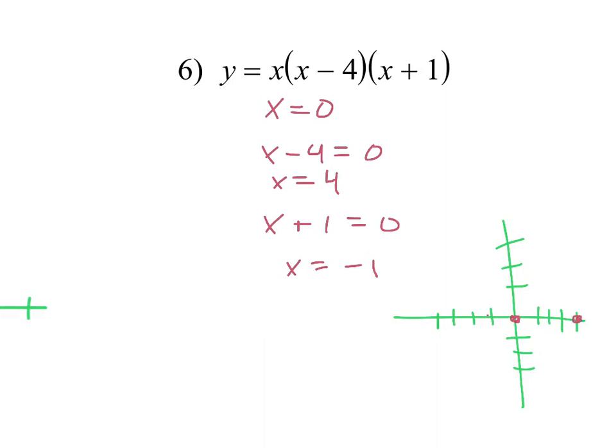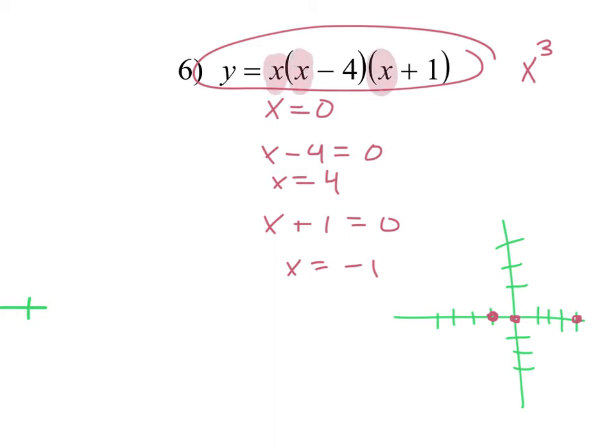0, 4, and -1. Now looking at our original equation, how many x's do we have? We have 3. Do any of them have a negative sign in front? In here, looking at the x's, are any of these x's negative? No. So we have a positive x cubed graph. So how's our graph going to end? Up. And how's it going to start? Down. And now we just need to go through and connect our dots.